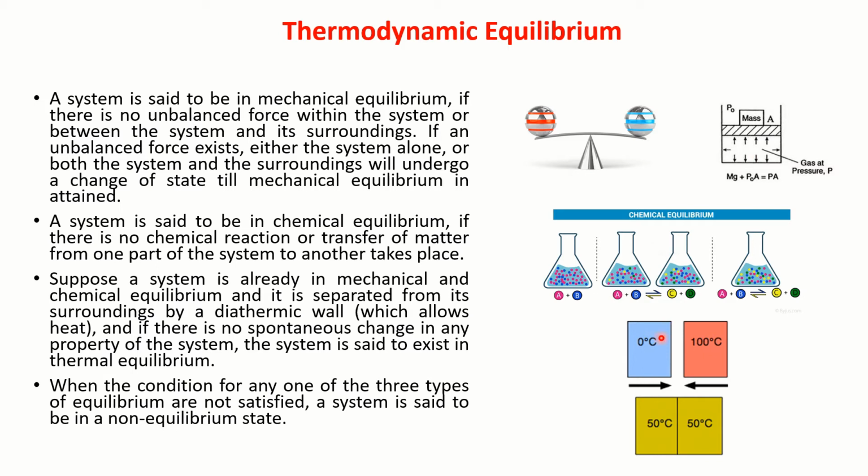Suppose you take two bodies, one is at 0 degrees and another one is at 100 degrees. If you bring them together, definitely something will flow. That heat will flow from here to here. It will go on till both the temperatures become equal. Then we say it's in thermal equilibrium. This is not in thermal equilibrium. This is in thermal equilibrium.